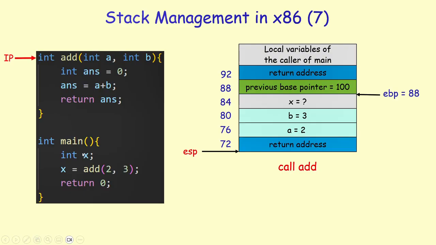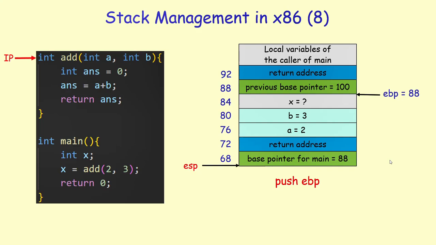How did we establish the call frame for the main function? We first pushed the base pointer, right? And that's what we're going to do. This time the value of the base pointer is 88 because it's pointing to the base of the main function.